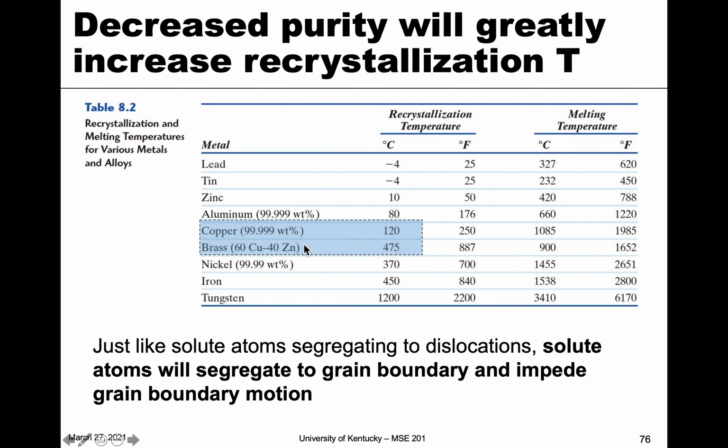So it goes up. And again, it's related to that solute strengthening, because those solute atoms tend to segregate to dislocations and cause them to impede motion. Solute atoms can segregate to the grain boundaries as well and impede grain boundary motion, just like they did with dislocation motion. So similar process to that.